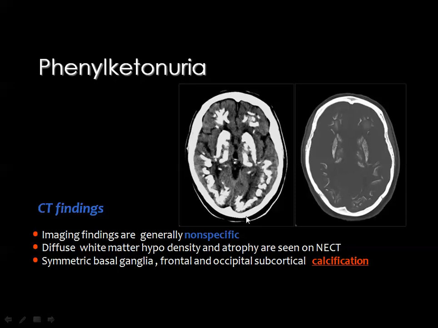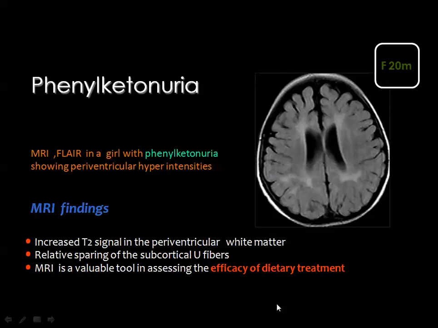calcifications. On the CT scan, you can see hypodensity within the white matter, some atrophic brain changes, but the prominent feature of this disease is the bilateral, almost symmetric basal ganglia calcification, as well as affection of the white matter in the frontal and occipital subcortical area. As you can see here, this is the lentiform nucleus, part of the thalamus, and also the caudate nucleus, and the frontal and occipital subcortical white matter.